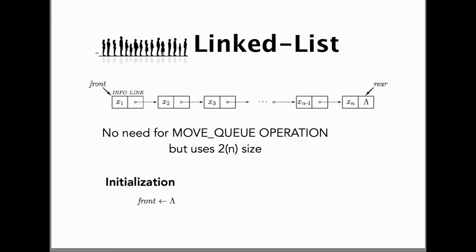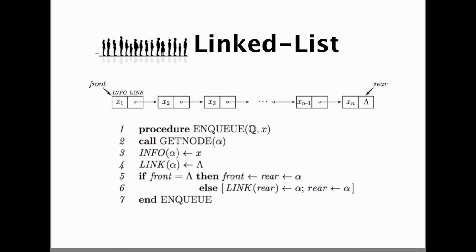Okay. So the initialization for the queue is similar to that of a stack. We simply set the front to be equal to lambda. When we enqueue, we call the function getNode. So this will provide us a space for the storage of the data and the pointer. Bibigay siya sa atin ng error if ever wala nang available space for the new node.